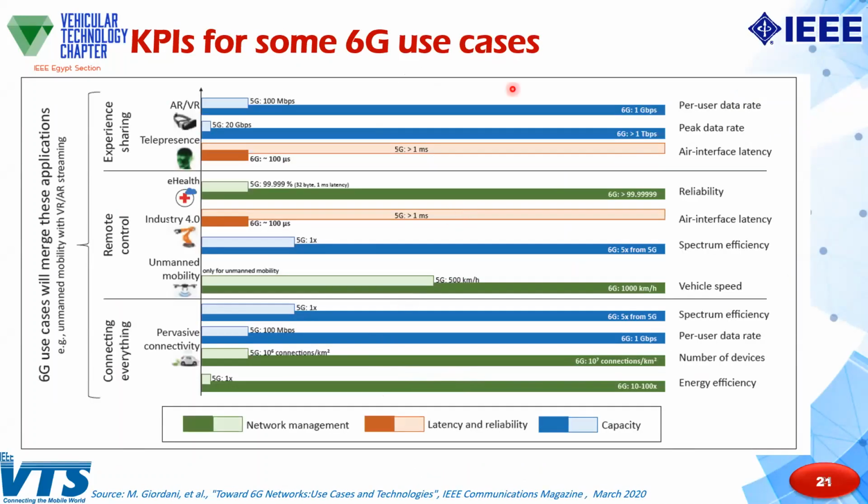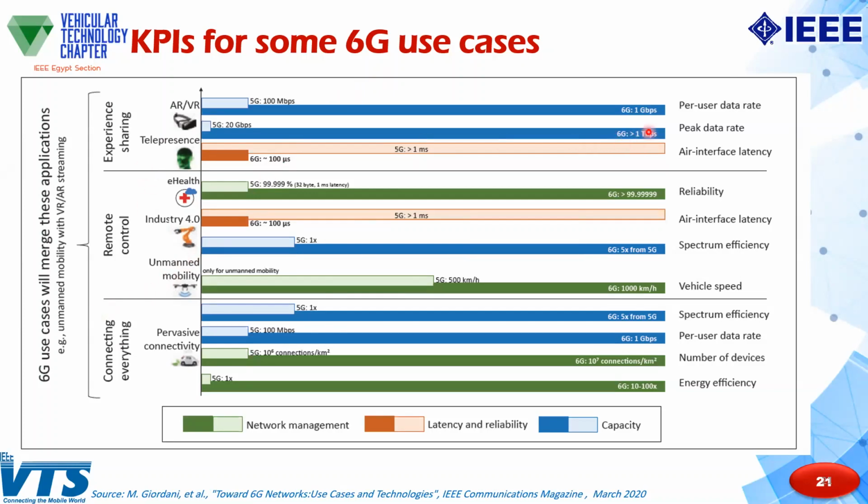From the KPIs of some 6G use cases, we have 3 main use cases in 6G: experience sharing, remote control, and connecting everything. Human beings are dreaming of connecting everything and being able to control it, and you can make some sharing with your colleagues. If you want to achieve these goals, you have to take into account that we are using the dreaming technology, which is called 6G.